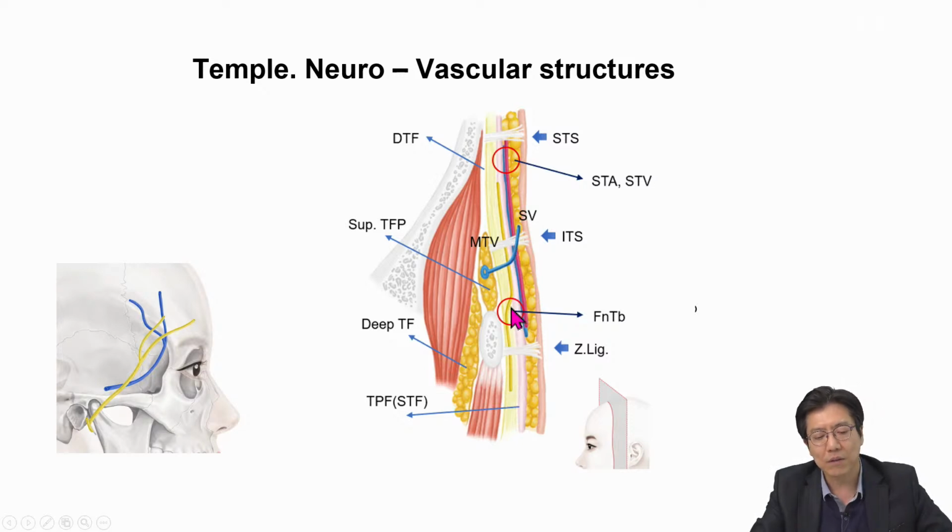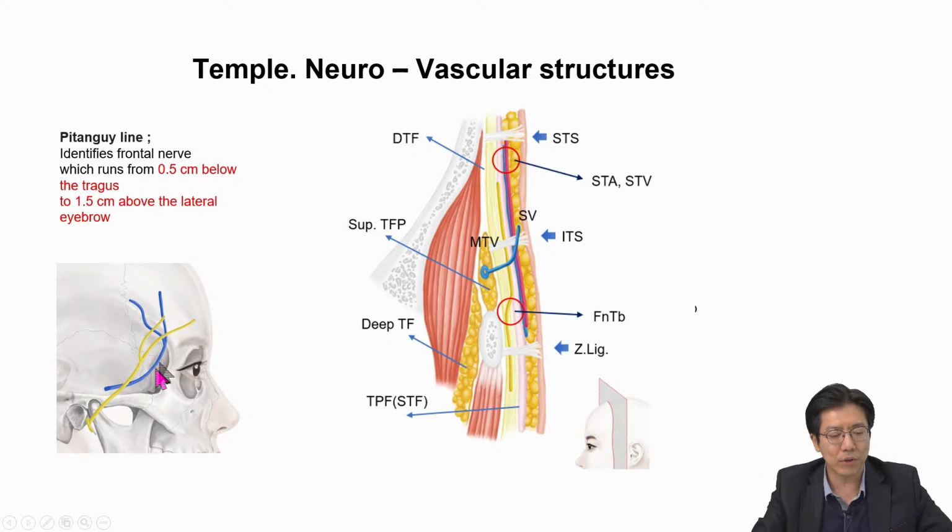Also, the facial nerve in this temple area is quite superficial, just underneath the temporoparietal fascia. The facial nerve always follows the Pitanguy line from the tragus to the eyebrow area, and it goes just above the zygomatic arch to the temple area, and after that it goes up just underneath the temporoparietal fascia. So all important neurovascular structures in the temple area are quite superficial in location. So when you put the thread in this subcutaneous layer, you should be very careful to prevent complications.